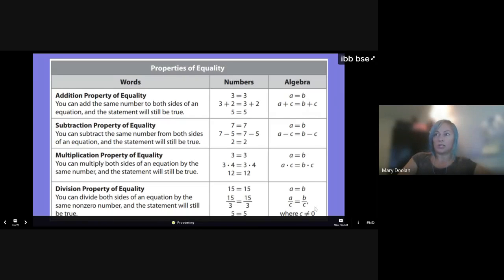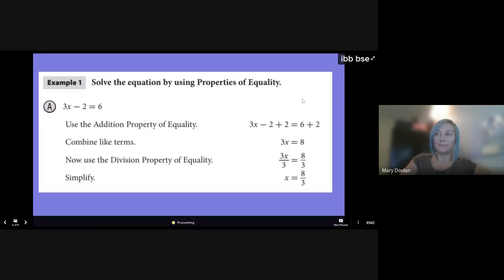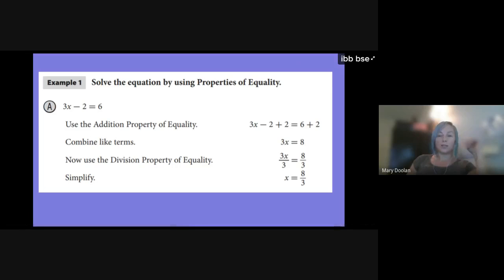The restriction is on the last one for division. You're never allowed to divide by 0. Okay, don't forget that. Okay, so here's an example. Solve the equation by using properties of equality. And the properties of equality were the 4 that we just looked at. So my equation is 3x minus 2 equals 6.